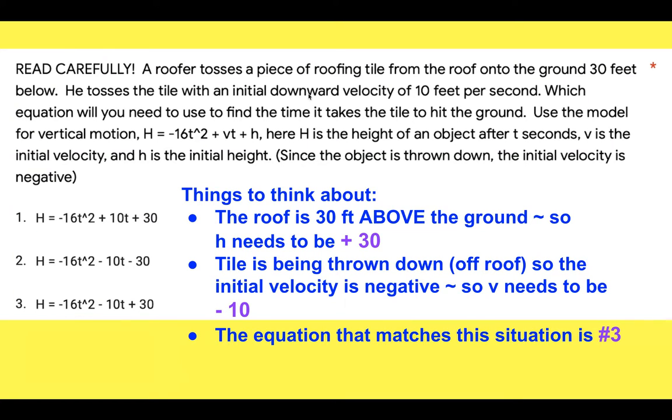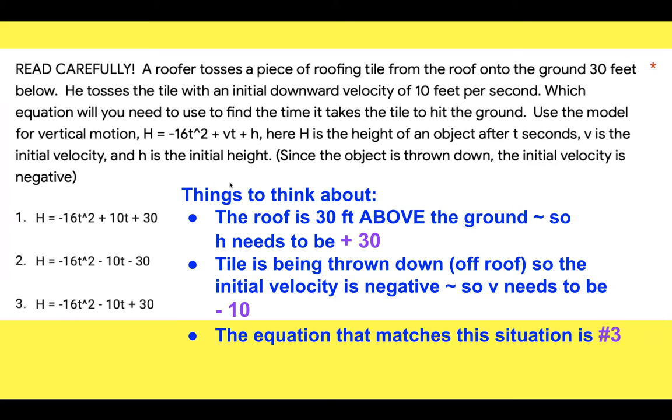There is a downward velocity because he's throwing from the roof to the ground of 10 feet per second. You will use this equation, and you find it often in quadratics with the use of gravity, where h is the height of the object after t seconds and v is the initial velocity, lowercase h is the initial height.